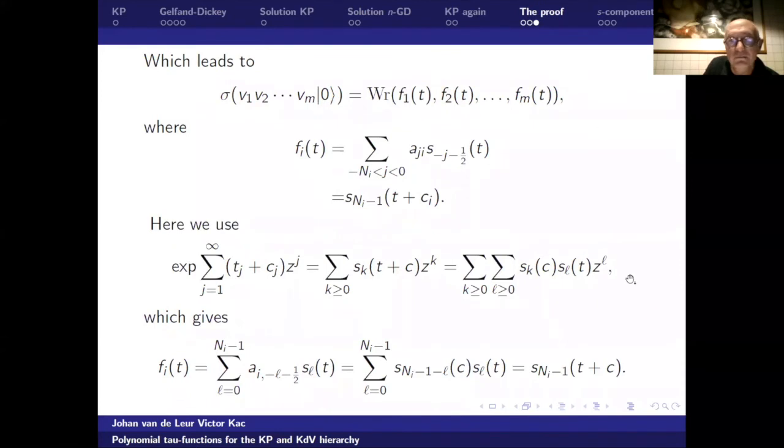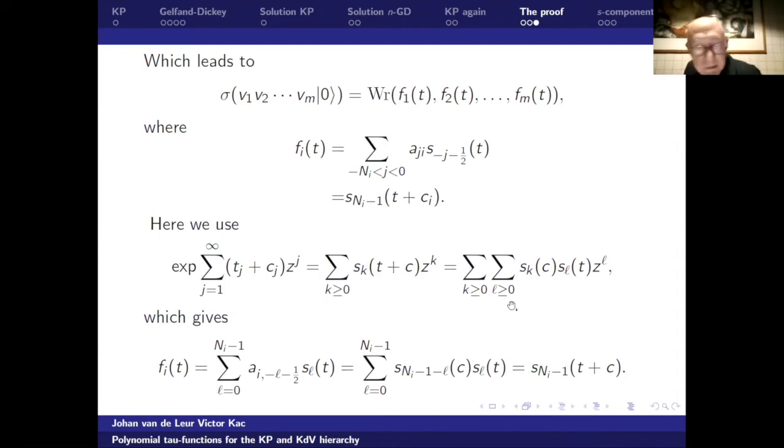So it's really based on this trick that if you have such a function, you can write this as one Schur function, namely the biggest one that appears here. But then you have to substitute t plus certain constants instead. And you can solve this recursively. That's the idea behind this.